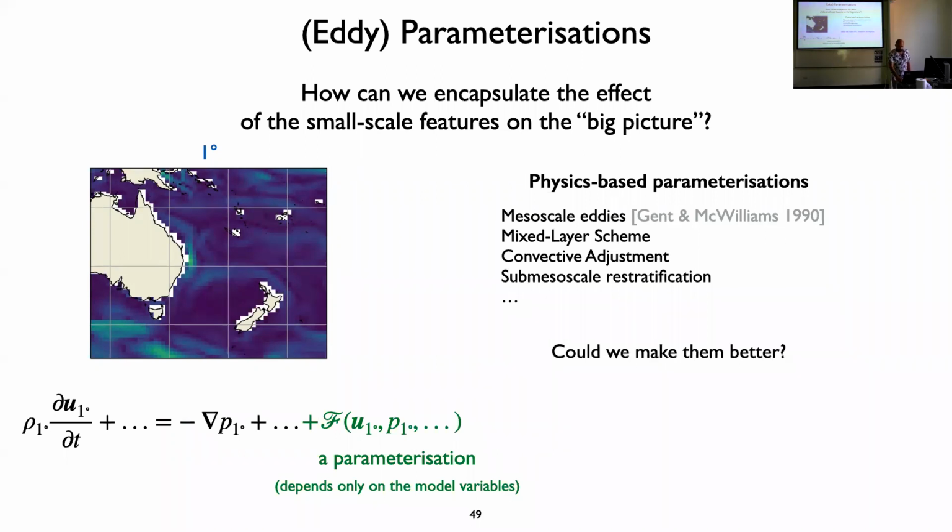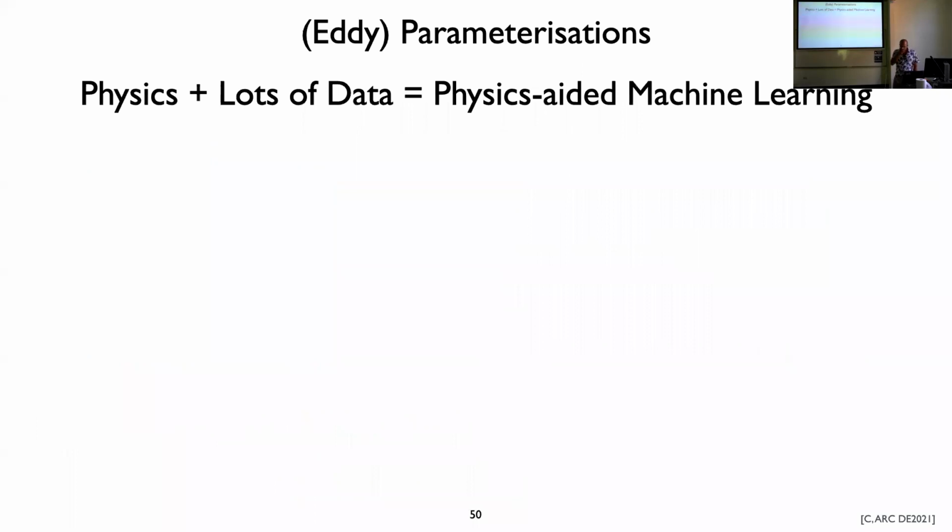So what can we do about that? Can we make these parameterizations better? That's the question. And what we're thinking of doing is that we want to use all our physical intuition, all the intuition and the physics-based parameterization that have been developed over the years, and also use lots of data that we have. NCI is full of that.